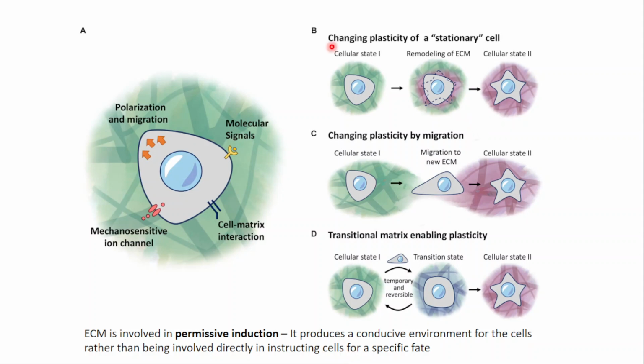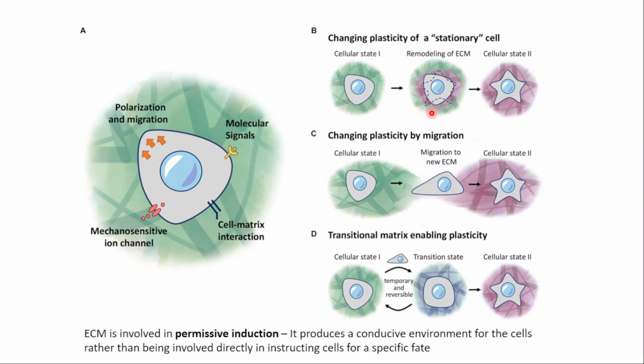So a cell in cellular state 1, changing plasticity of a stationary cell, remodeling of the ECM, then it can attain a cellular state 2. So just by remodeling the ECM, when we change the environment of the immediate cell, the cell can attain a different morphology, not via direct instruction from the ECM, but because now its environment is restricting it to a certain fate. That's why, let me tell you, the stem cells that reside in our body have a specific kind of ECM and an environment in which they reside called the niches or the stem cell niches. So a stem cell remains a stem cell only in its niche. When it moves out of the niche and moves into a different extracellular matrix or environment, it can attain a restricted fate and differentiated morphology.